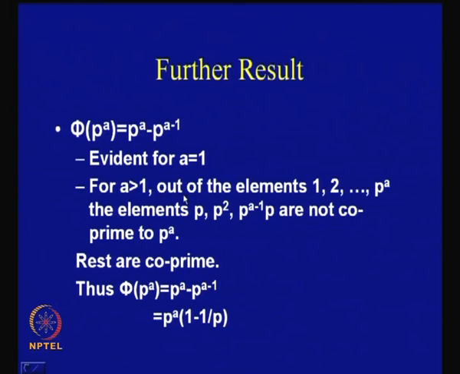We can apply this result and obtain some interesting observations. Phi of p to the power of a will be equal to p to the power of a minus p to the power of a minus 1, and this is quite evident for a equal to 1. But for a greater than 1, out of the elements 1, 2, up to p to the power of a, the elements p, 2p, up to p to the power of a minus 1 multiplied with p are not co-prime to p to the power of a. The rest will be co-prime. So phi of p to the power of a will be p to the power of a minus p to the power of a minus 1, and that is equal to p to the power of a into 1 minus 1 by p.